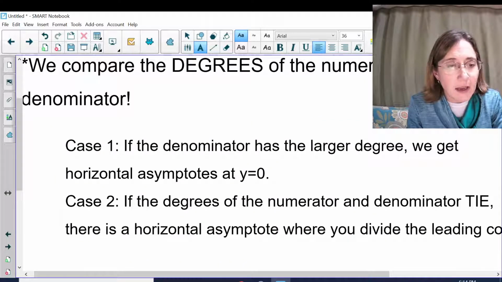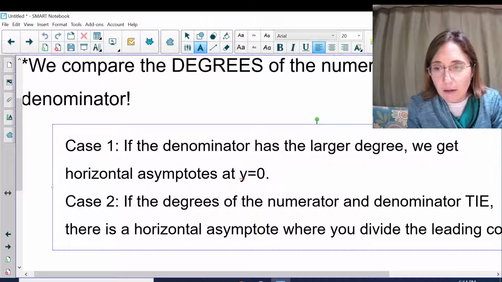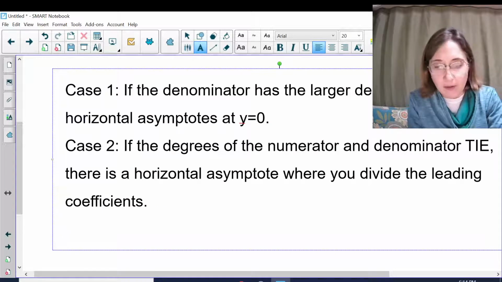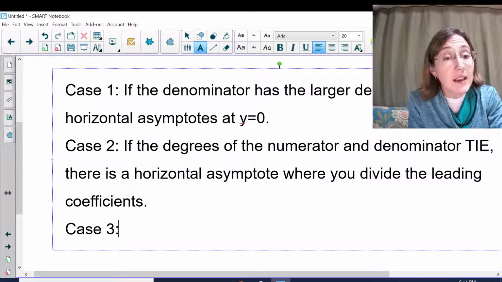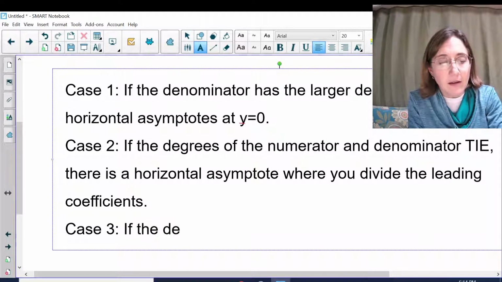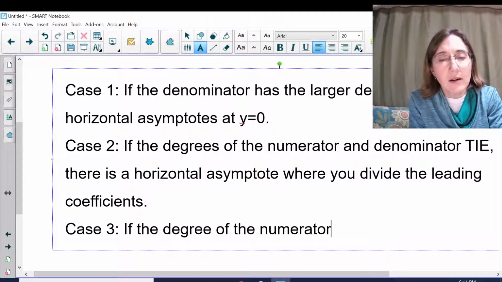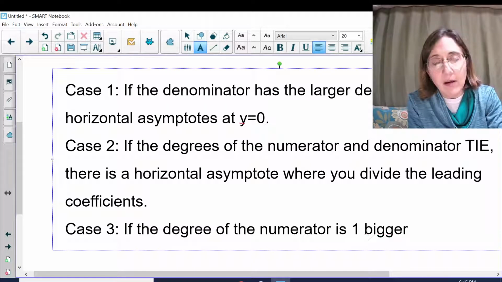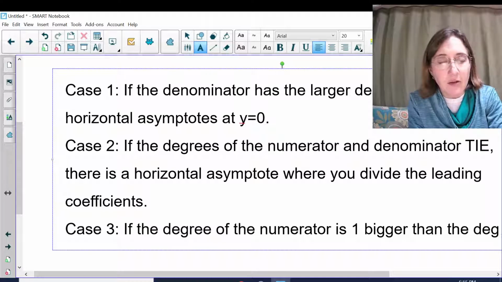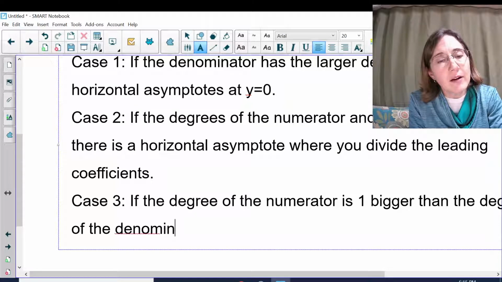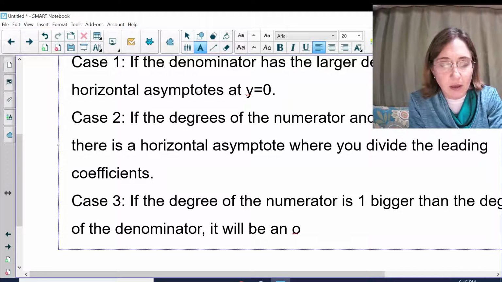Now let's look at case 3. If the degree of the numerator is 1 bigger than the degree of the denominator, it will be an oblique asymptote.